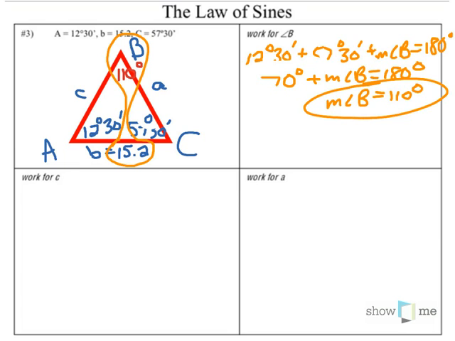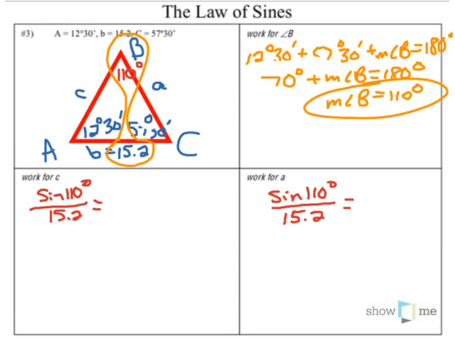So to find side C and to find side A, we're going to use law of sines. We're going to start out and have this ratio for both of them. Sine of 110 degrees divided by 15.2 is equal to something. The reason I'm choosing this for both of them, I'm able to write a ratio using only numbers, no variables.